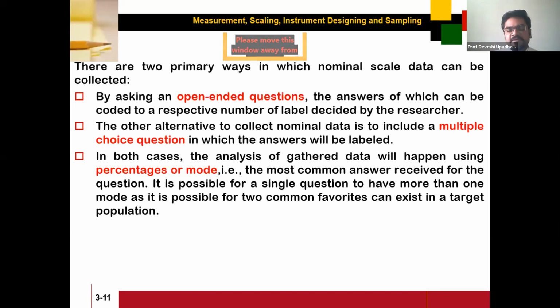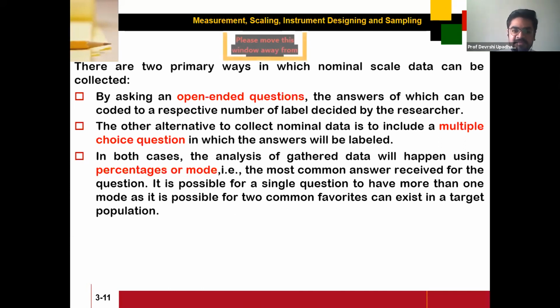Next, the other alternative to collect nominal data is to include a multiple choice question in which the answer will be labeled. In the previous slide, we gave the options male and female, so the respondent responds according to the given choices. You can collect the data with a multiple choice, or closed-ended, question. In both cases, the analysis of gathered data will happen using a percentage or a mode, that is, the most common answer received for the question.